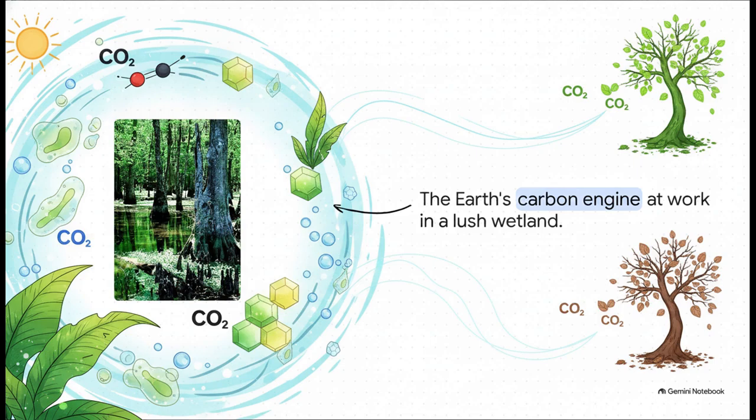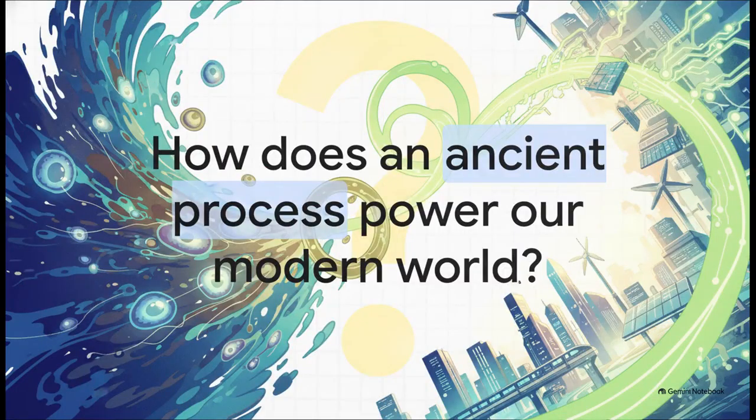But what's absolutely amazing here is that this cycle is so tightly bound to plant life that our atmospheric carbon dioxide literally fluctuates with the seasons. In the spring, when plants are growing like crazy and pulling in carbon, global CO2 levels actually drop. And in the winter, when leaves die and decay, those concentrations climb right back up. It is literally like the Earth itself is breathing. So you might be wondering, how exactly does a process this ancient end up powering our entire modern world?